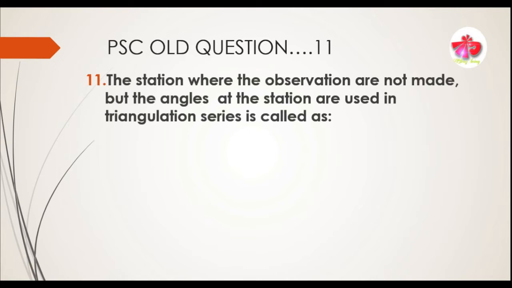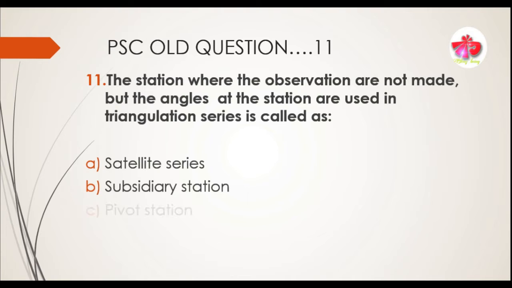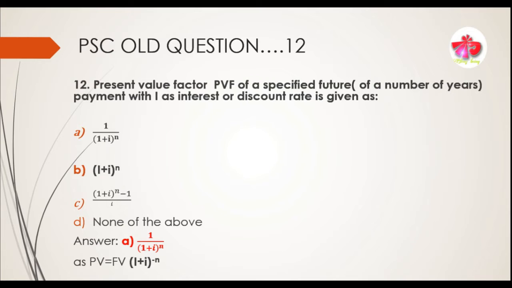Question number 11. The station where the observations are not made but the angles and the stations are used in triangulation series is called what? Option A, satellite series. Option B, subsidiary stations. Option C, pivot stations. And option D, main stations. So friends, the station where the observations are not made but the angles and the stations are used in the triangulation series is called pivot station. Option C.